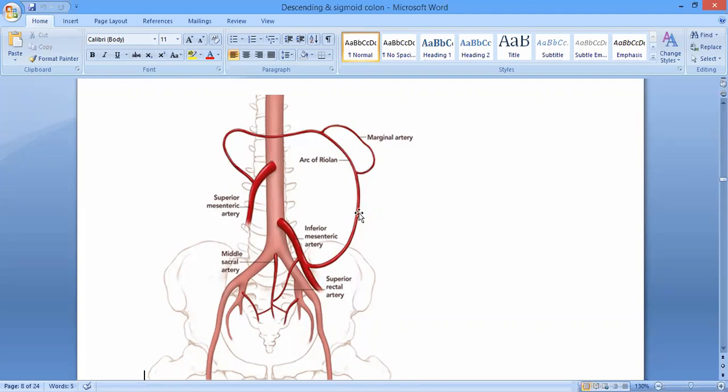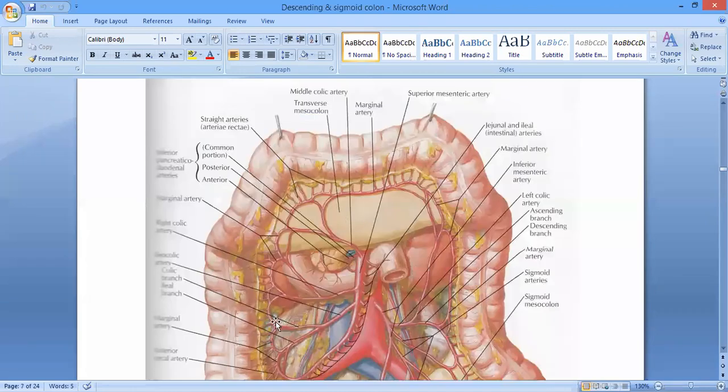I think you must be remembering them when you're talking about the blood supply of the colon. One is this arc of Riolan, and the second one is the marginal artery of Drummond. This one. Any problem in the arterial supply?